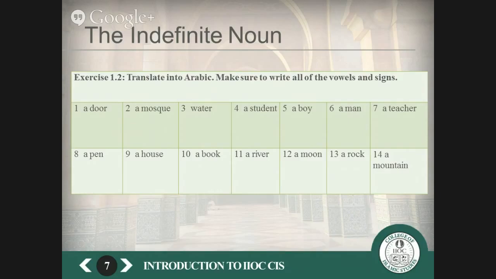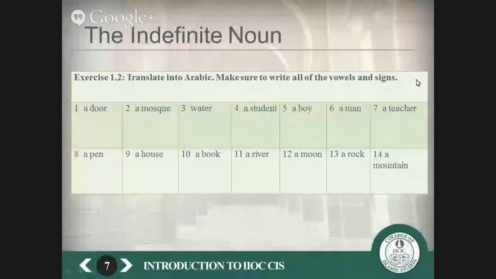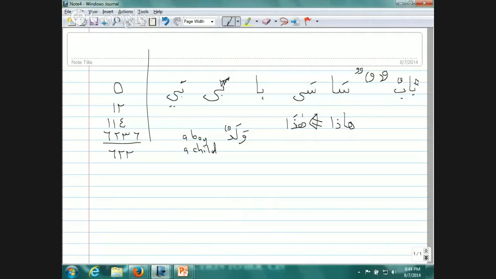Who needs more time? MashaAllah. Okay. Number one, we should have got this. Babun. Make sure you write your dhammas either like this, like your tanween, or like this, or you could write two of them like this. All of these ways are correct. Okay. So, babun. Number two, masjidun. Number three, ma'un. And the way you should have written ma'un.